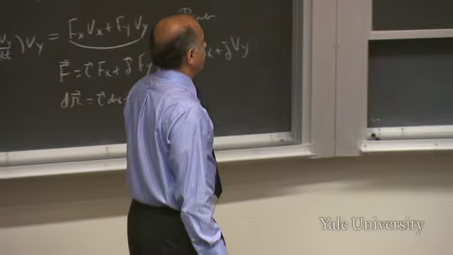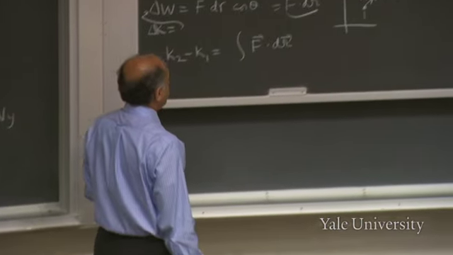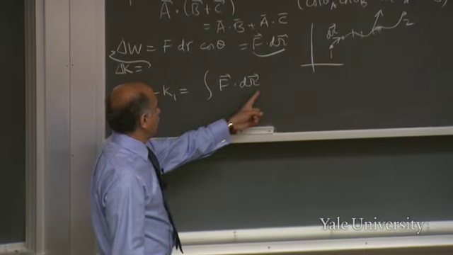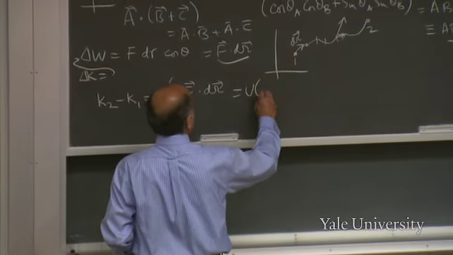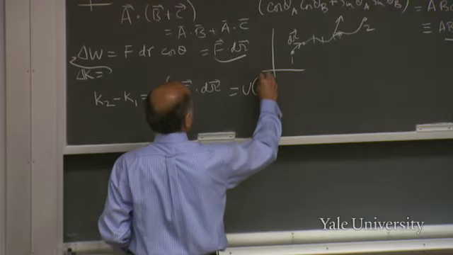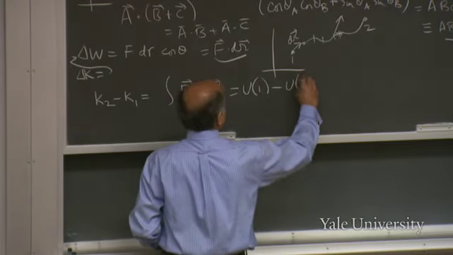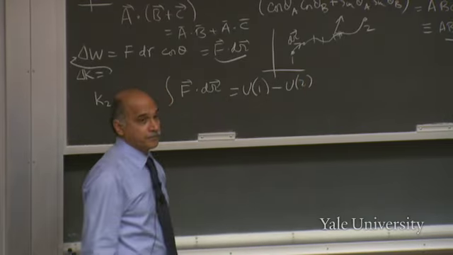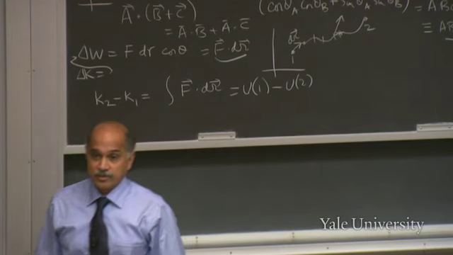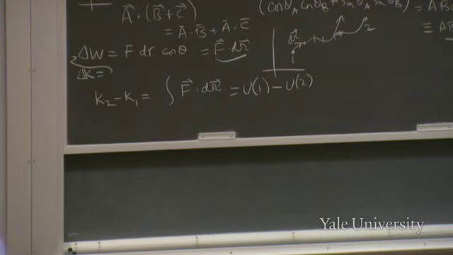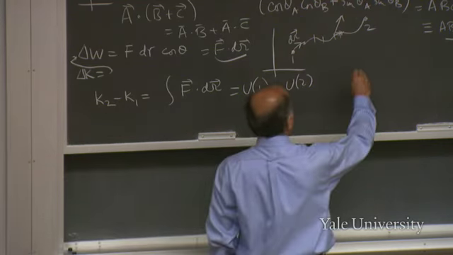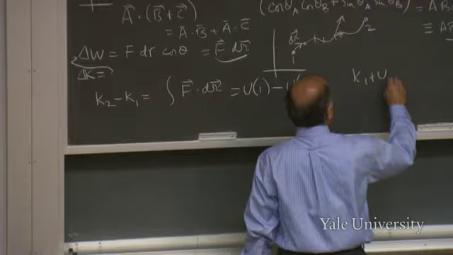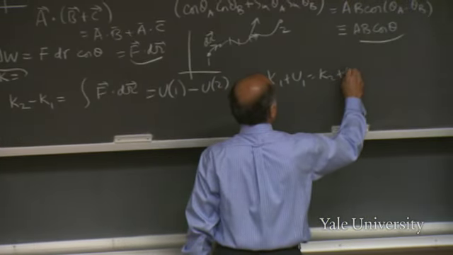So now maybe it will be true, just like in 1 dimension, that the integral of this function will be something that depends only on the endpoints. I'm just going to call it u1 minus u2 of some function u, just like it was in 1 dimension. If that is true, then my job is done, because then I have k1 plus u1 is k2 plus u2.